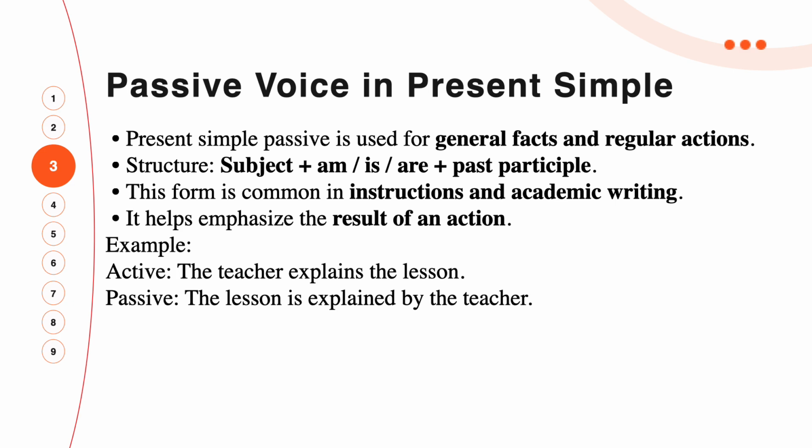Now let us understand how passive voice works in the present simple tense. This form is used when we are talking about general facts, regular actions, or things that happen repeatedly. The structure used here is subject plus am, is, are plus past participle. This form is commonly used in academic writing and instruction because it focuses more on the result of the action rather than the person doing it. For example, the active sentence, the teacher explains the lesson, becomes the lesson is explained by the teacher.